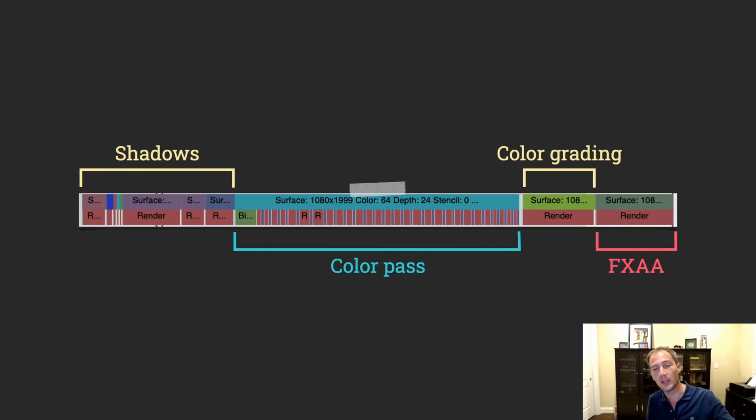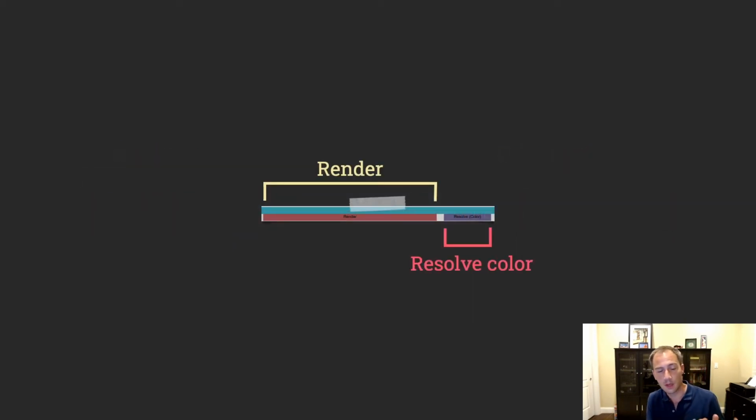Now let's look at the same frame after we added support for glInvalidateFramebuffer. The render passes are the same, but if you look at the color pass, the pattern is a little different. And if we zoom in on it, we can see we still have the rendering, and now we only have one resolve. We resolve the color. So we don't resolve the depth anymore, and more importantly, we don't reload the tile.